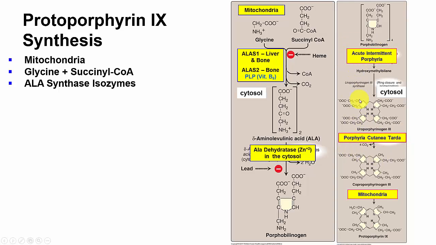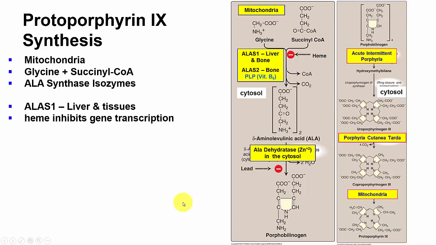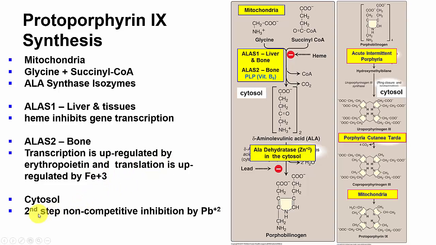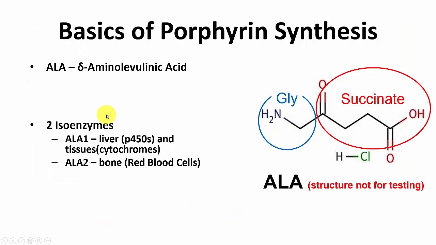This one's right behind it in terms of frequency. So ALAS1, liver and tissues, heme synthesis and gene transcription. ALAS1, so heme feeds back to slow the gene transcription of ALAS1. ALAS2 is bone, transcription is upregulated by erythropoietin, and translation is upregulated by iron. And in the cytosol, the second step is inhibited non-competitively by lead.